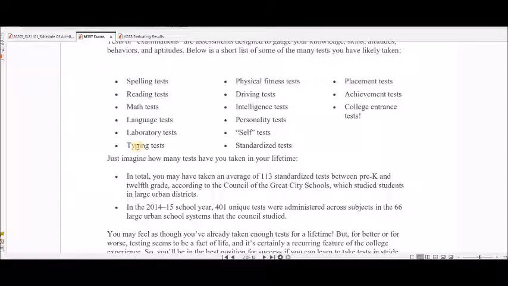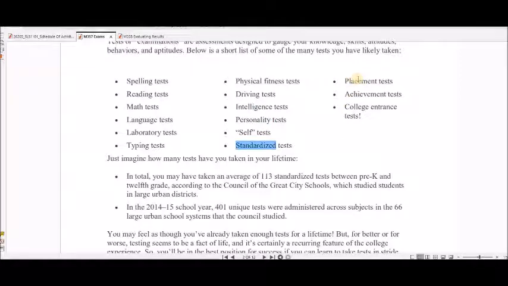I don't remember taking a typing test anything past 9th grade, but I don't know if they still do that. It could be a physical fitness test, a driving test, an IQ test, a personality test. We do personality tests in this class, self-test, that sort of thing. How about those pesky standardized tests like you take for the SAT or the ACT?